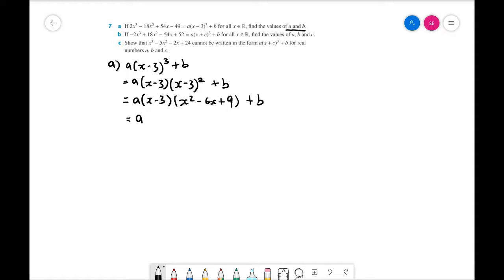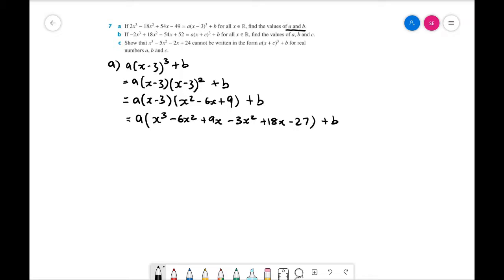And then we can expand this a little bit more. So we've got x times x squared is x cubed, x times minus 6x is minus 6x squared plus 9x. And then we do minus 3x squared plus 18x minus 27. And we've got plus b.